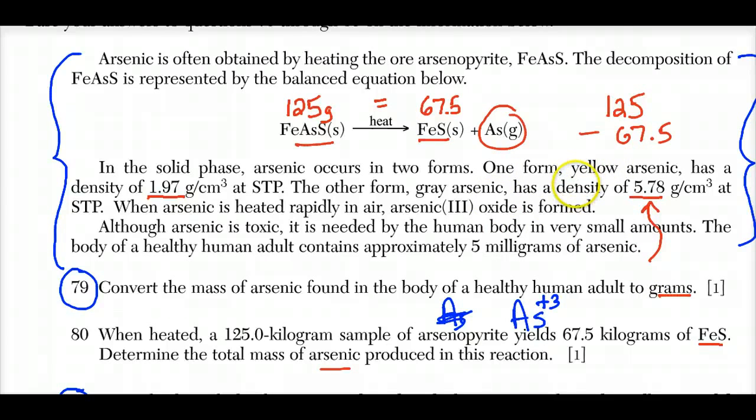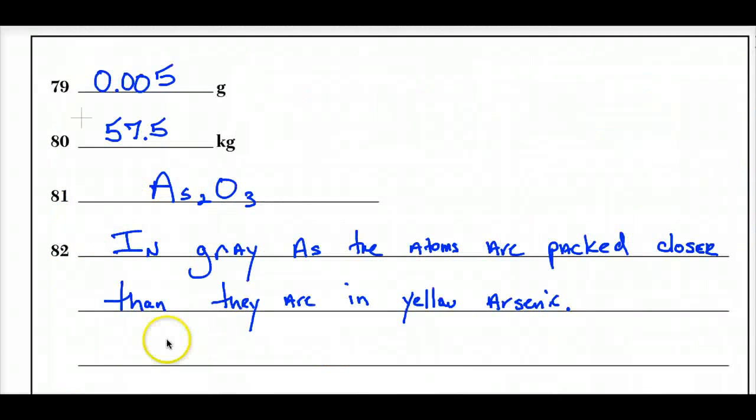I'm not sure what else we could talk about here. There's a huge difference in density. So gray has its atoms packed in a smaller space, or arranged in a smaller space. We have to talk about its atoms. So I said in gray arsenic, the atoms are packed closer than they are in yellow arsenic. And you could say that many different ways. Yellow arsenic has its atoms farther apart than gray. Many ways to skin a cat.